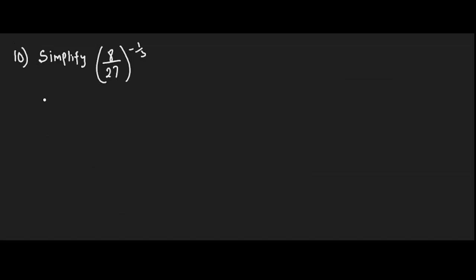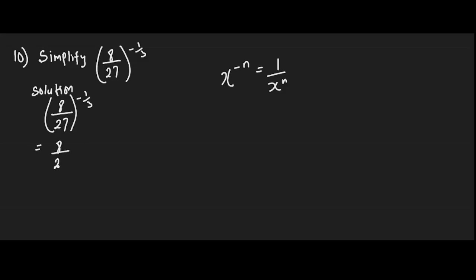We have simplified 8 over 27 all raised to power minus 1 over 3. Solution. Minus 1 over 3. Now, to simplify this, we follow these rules. We have s raised to power minus n, which is simply 1 over s raised to power n. Now, let's look at it. You agree with me? This is the same thing as 8 over 27 all raised to power minus 1 bracket 1 over 3.